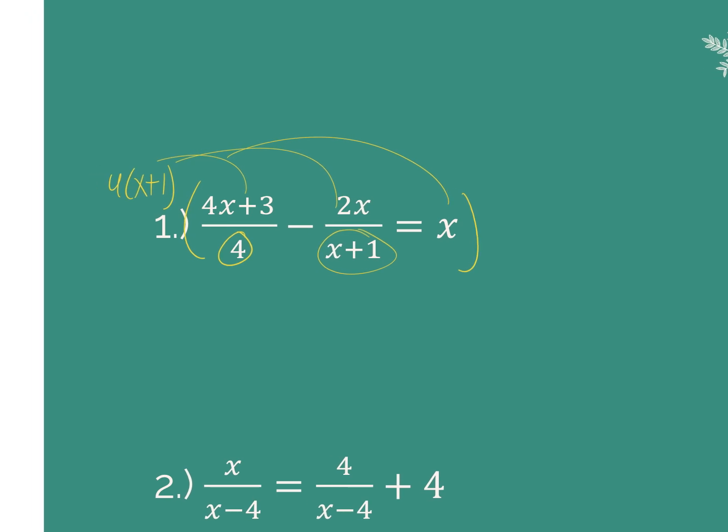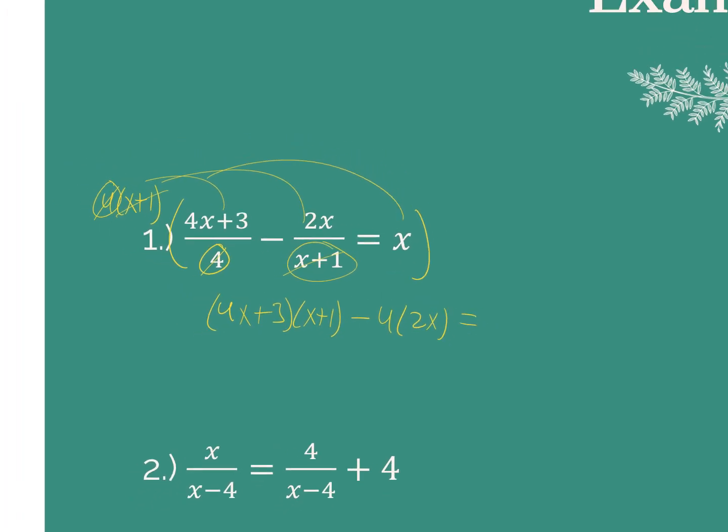All right, so let's distribute 4 times x plus 1 to this entire thing. And now when you multiply 4 times x plus 1 to 4x plus 3, the 4's are going to cancel, right? The 4 on top and 4 on the bottom is going to cancel. So we get 4x plus 3, all right, times x plus 1. All right, and then we get minus, and then here the x plus 1 is going to cancel with this x plus 1. So you're just left with that 4. So that 4 is still there since we're multiplying it to each fraction. So minus 4 times 2x, and then it's going to equal, there's nothing to cancel here, so we get 4 times x plus 1 on the other side of the equal sign.